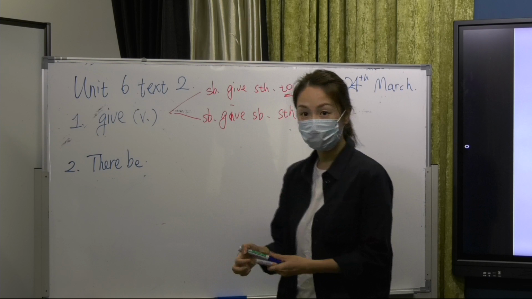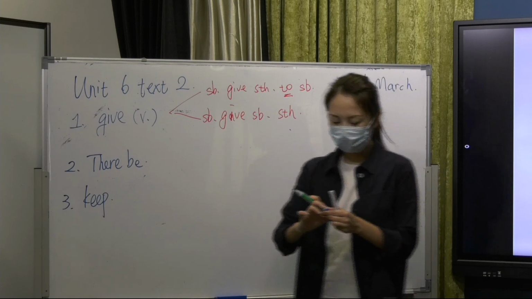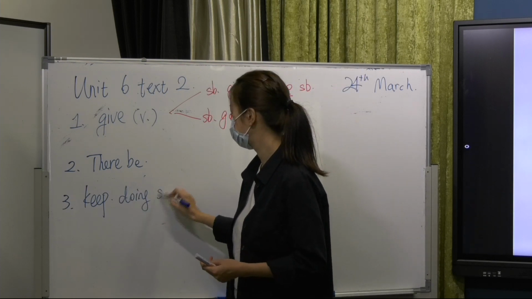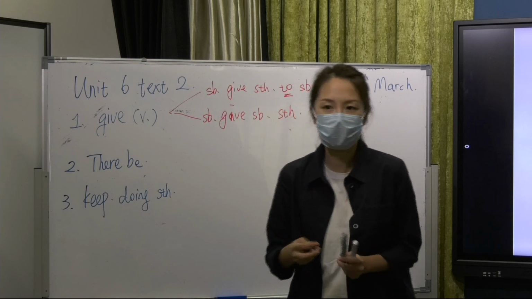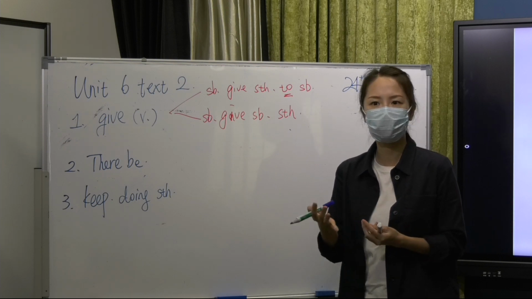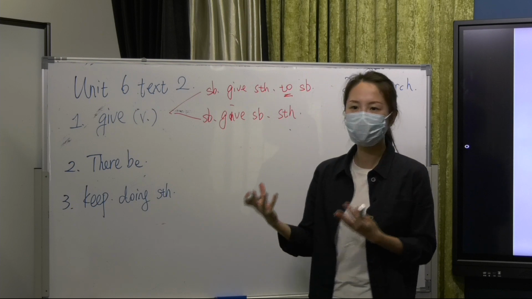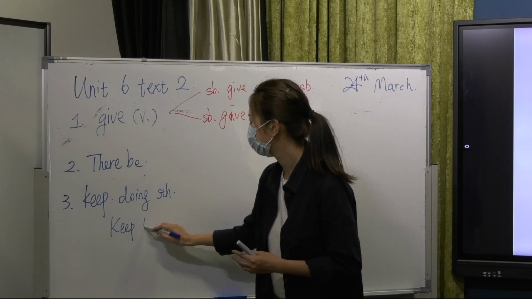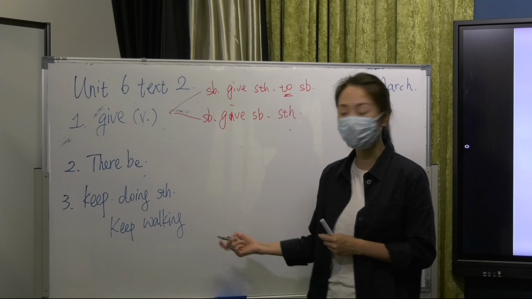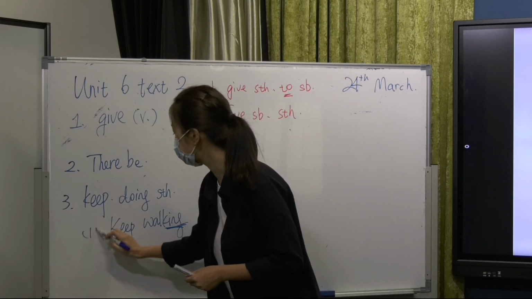So let's look at the verb keep. If we refer to the textbook, after the verb keep, we should use doing. Keep doing something. Many years ago, when I was in my secondary school, there was an advertisement for a whiskey, a kind of liquor. The advertisement slogan was "Keep walking." So you can see that after keep, the verb should plus ing. Let me give you one more example.